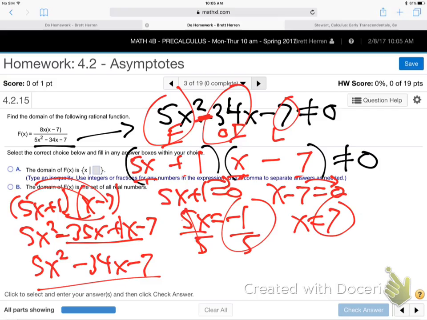Oh, that's supposed to be not equals, isn't it? I lost my train of thought. So, in the end, our answer is x cannot be negative 1/5 or 7, but it can be anything else.